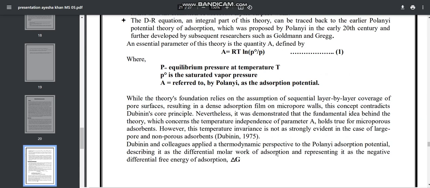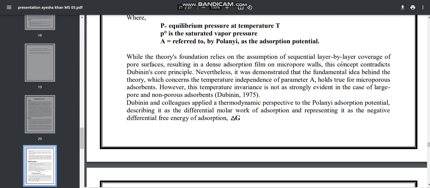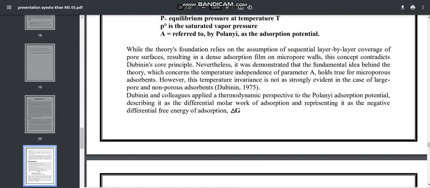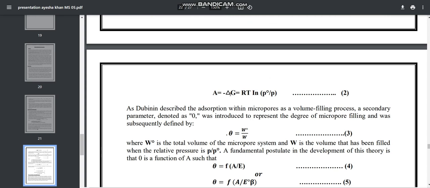The theory's foundation relies on the assumption of sequential layer-by-layer coverage of pore substances. Nevertheless, it was demonstrated that the fundamental idea behind the theory, which concerned the temperature independence of A, holds true for microporous adsorbents. Then Dubinin and his colleagues applied the thermodynamic perspective to the Polanyi adsorption potential, describing it as the differential molar work of adsorption and representing it as the negative free energy, which is represented as ΔG, and it is given by ΔG = -A, where A = RT ln(P0/P).